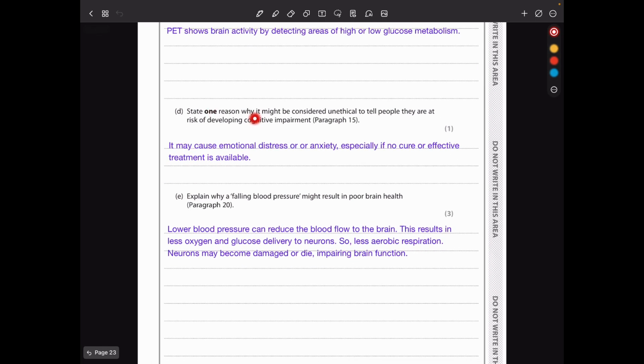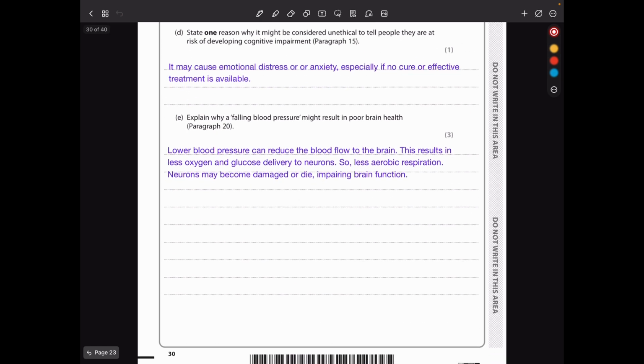Then state one reason why it might be considered unethical to tell people they are at risk of developing cognitive impairment. It may cause emotional distress or anxiety, especially if no cure or effective treatment is available.